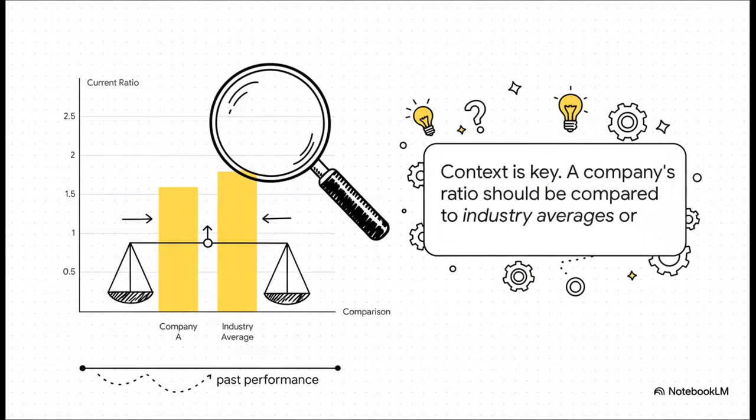But here's the key question. Is 1.6 any good? Well, it depends. Context is everything. It's certainly better than having a ratio less than 1. But the real insight comes from comparison. If the industry average is 1.8, our company is lagging a bit behind its peers. It doesn't necessarily scream disaster, but it definitely makes you raise an eyebrow and ask, what's going on here?